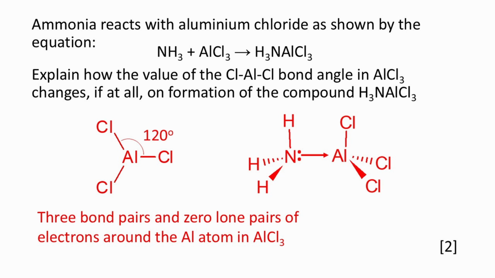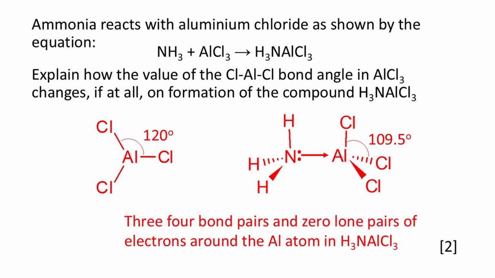There are 3 bond pairs and 0 lone pairs of electrons around the aluminium atom in AlCl₃. This gives a bond angle of 120 degrees. There are 4 bond pairs and 0 lone pairs of electrons around the aluminium atom in H3N AlCl₃. This gives a bond angle of 109.5 degrees.